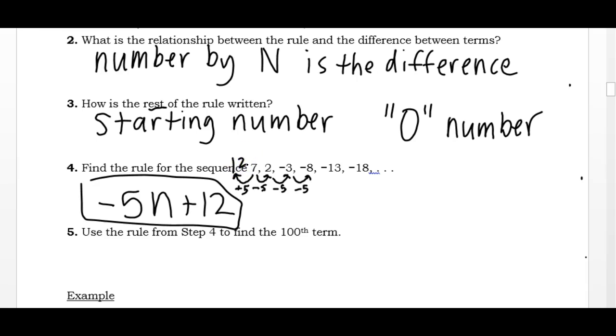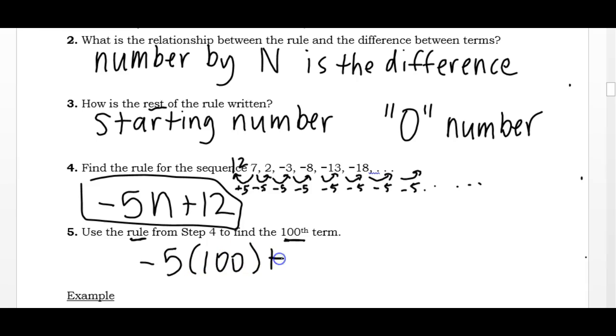If I wanted to find the 100th term in this sequence, I would have to keep subtracting 5, 100 times if I didn't have the rule. But since I have the rule, all I need to do is replace the n with whatever number I'm asked for, and that would give me the 100th answer where I don't have to actually subtract 5 100 times.